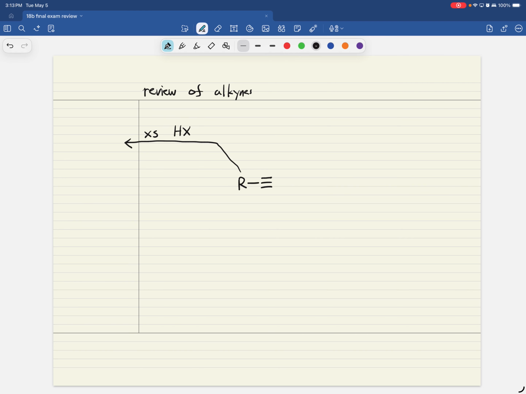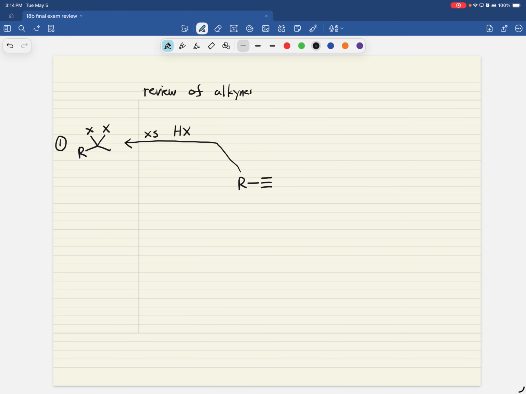And remember how we generate carbocations? We're going to generate our first product here, our geminal dihalide. So we get R, and then here, that's where the triple bond was, and we get our halogens. Are the halogens going to be on two different carbon atoms or on the same one? The same one, actually.